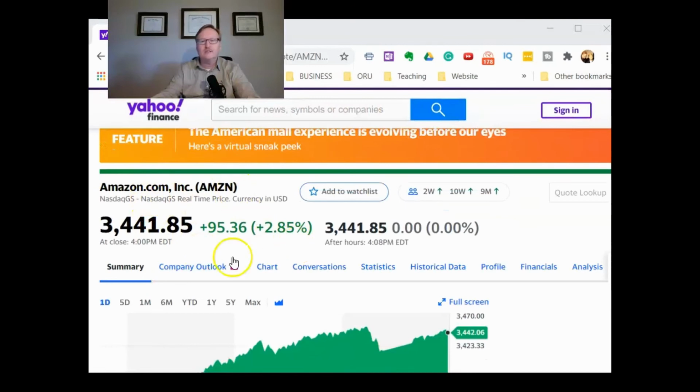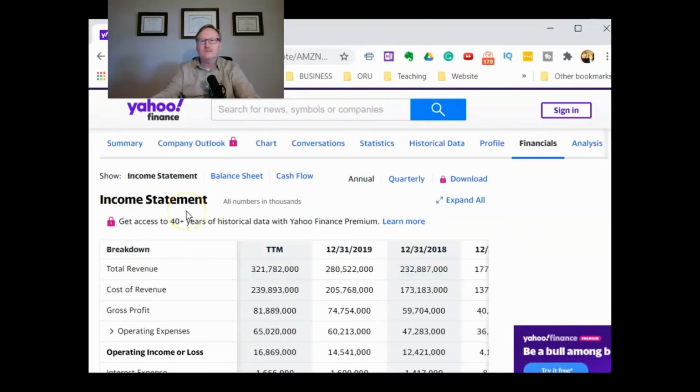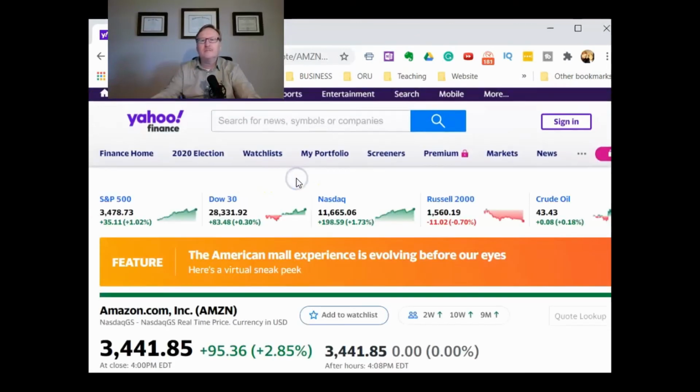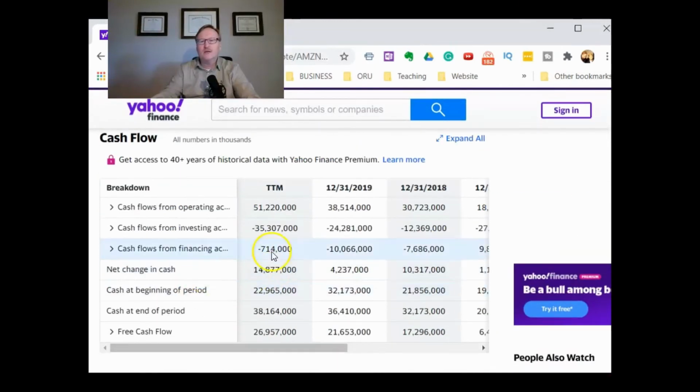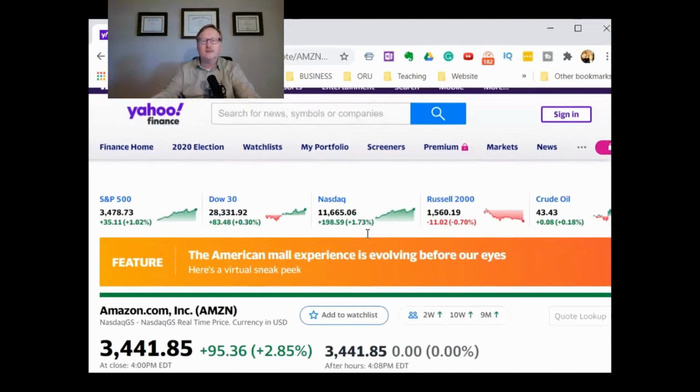So here's Amazon as it is today. And wow, that's a lot, right? But if we look over here, here's the tab that says financials. I can just click on that, and the first thing that comes up is their income statement. Here's their balance sheet, and their statement of cash flow. I'm not going to go through that because that's for another video, but the idea is all this information is readily available.